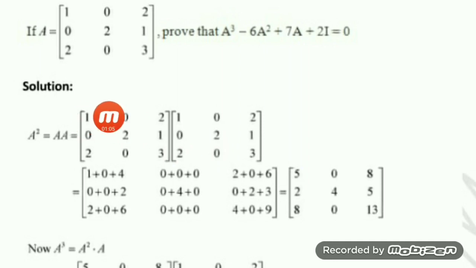To get the first element, we have to multiply first row with first column, their corresponding elements. That is 1 with 1 plus 0 with 0 plus 2 with 2, equal to 4. So this is the first element. Hope you remember. To get the first row, second element, we multiply first row with second column, their corresponding elements. So 1 into 0 is 0, 0 into 2 is 0, 2 into 0 is 0. So this is the first row, second element.